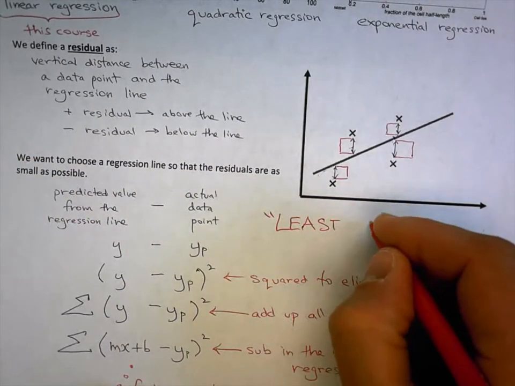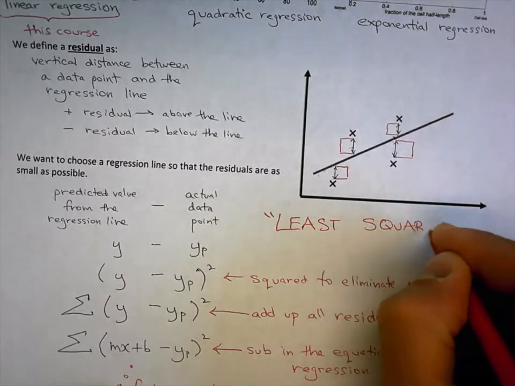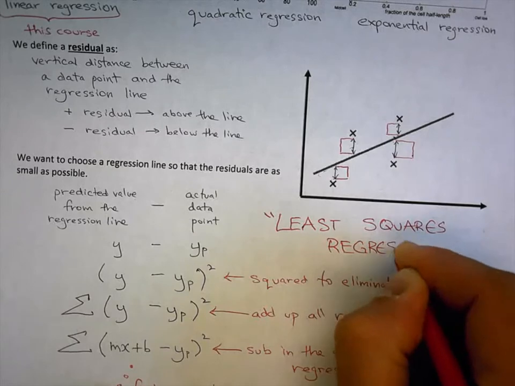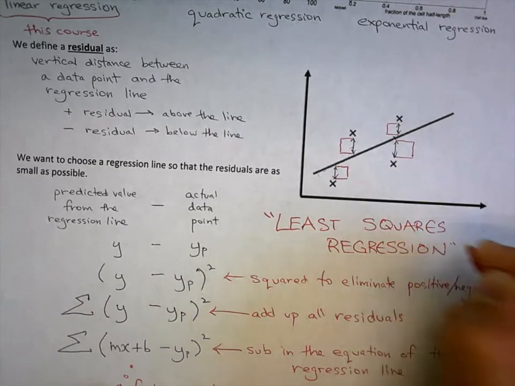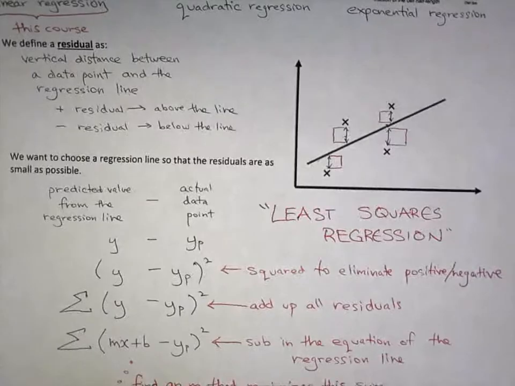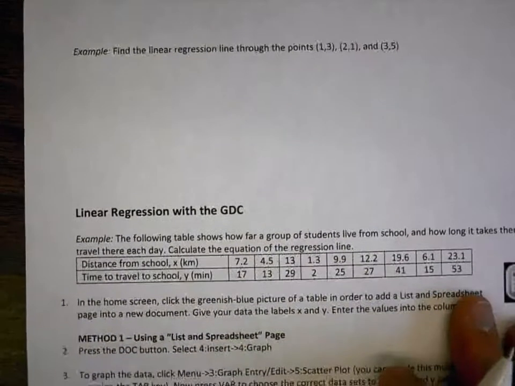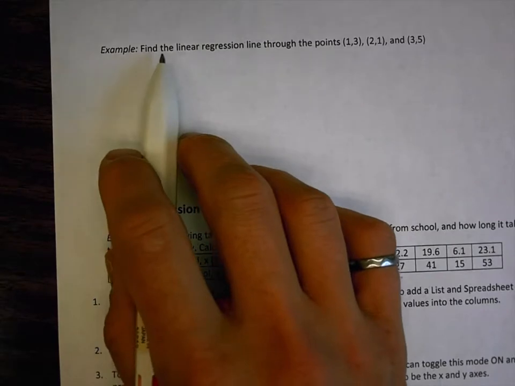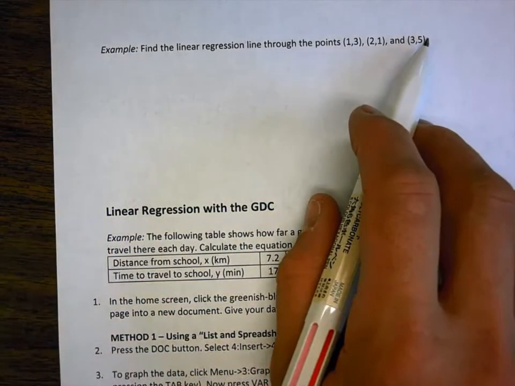Least squares regression. And that's exactly what I'm doing. I'm trying to find the smallest value. Okay, so now I have these equations. Let's try using them. So what is the regression line through these points?